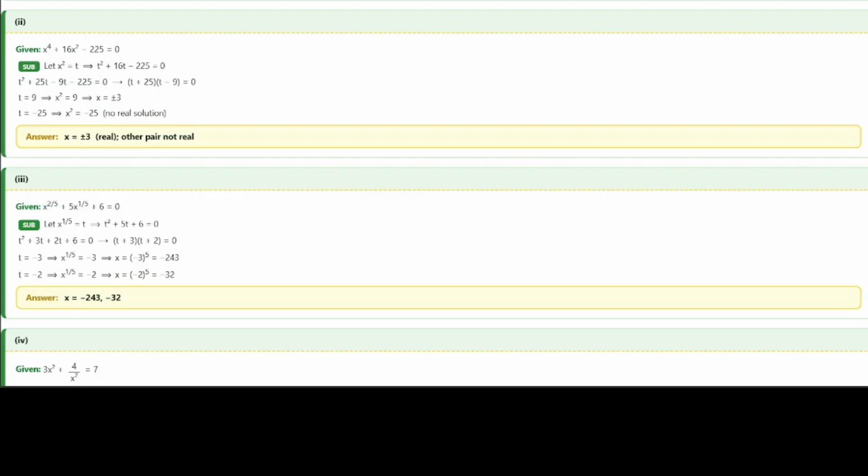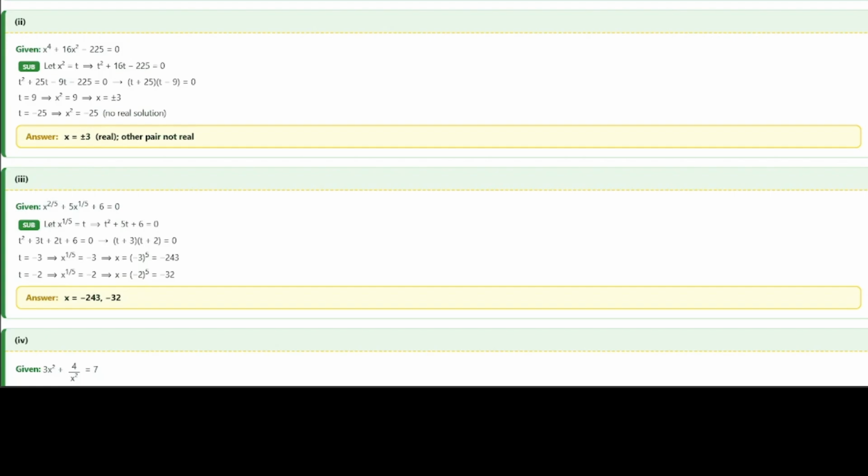Okay, so we found the roots, and that was 25 and negative 9. When we write the equation, we can write t square plus 25t minus 9t minus 225 being equal to 0. If we take the common values, we get our two factors, which is t plus 25 into t minus 9. So the first root will be t is equal to negative 25 and the second will be t is equal to positive 9. Now we are going to be replacing the value of t with our original value, which was x square. So x square is equal to 9 and x square is equal to negative 25.